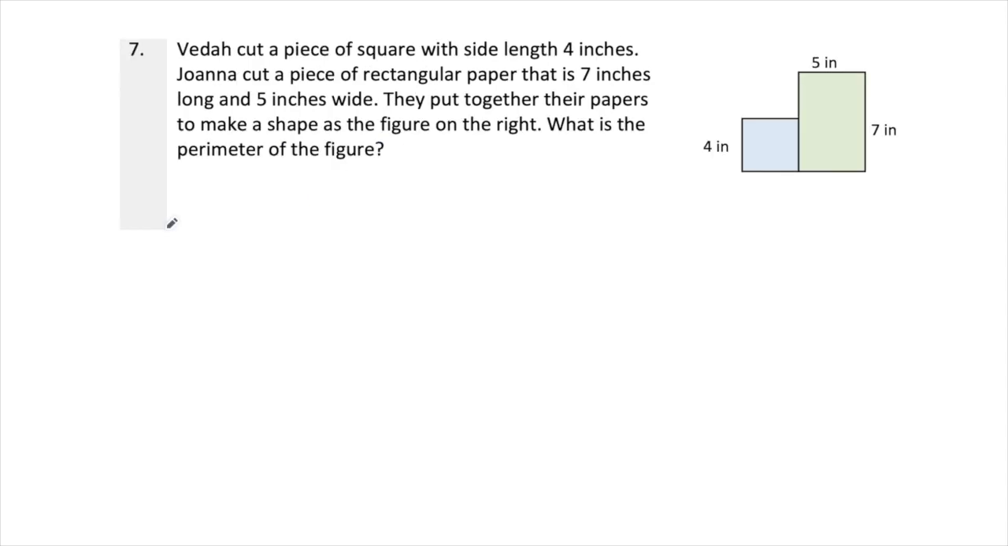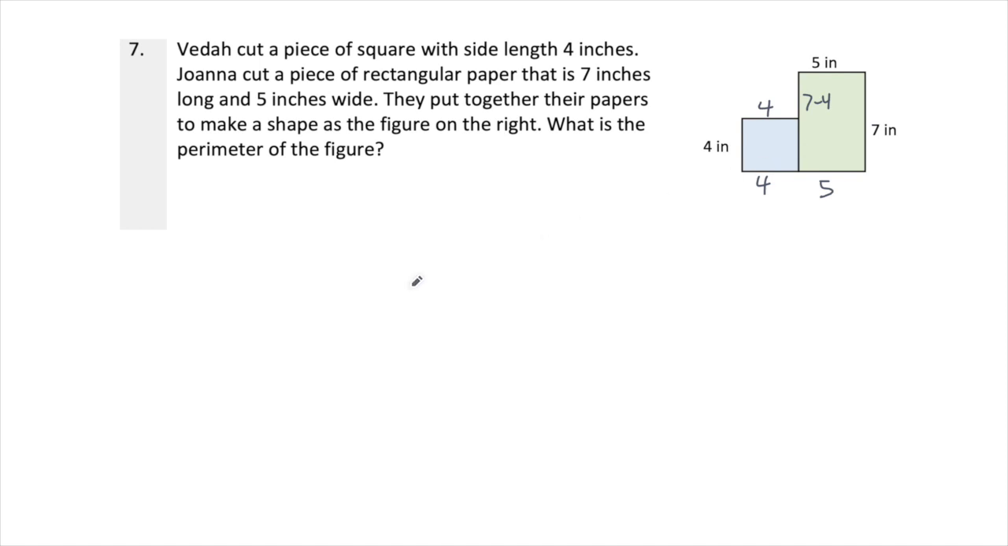For this problem, we have to find the perimeter of the figure on the right. We know that this shape is a square with side length of 4 inches, and this is a rectangle with a length of 5 inches and a width of 7 inches. Since this is a square, we know that each side has a length of 4 inches. We know the length of this side is 5 inches, because the length of the rectangle is 5 inches. The length of this side is equal to 7 minus 4, because it is the difference between the width of the rectangle and the width of the square.